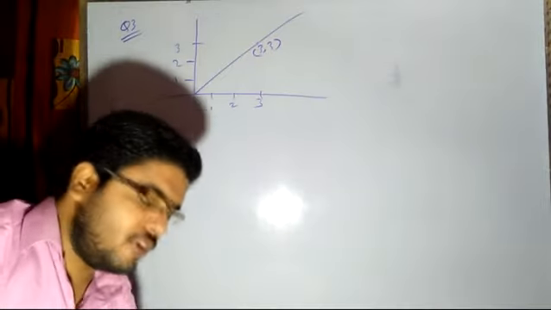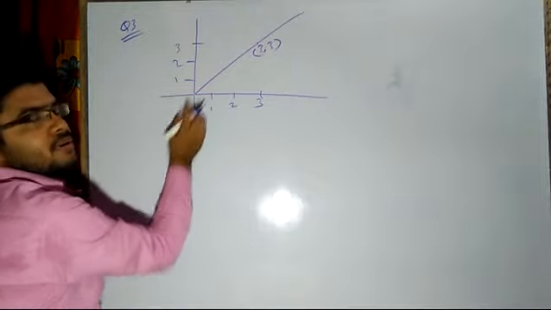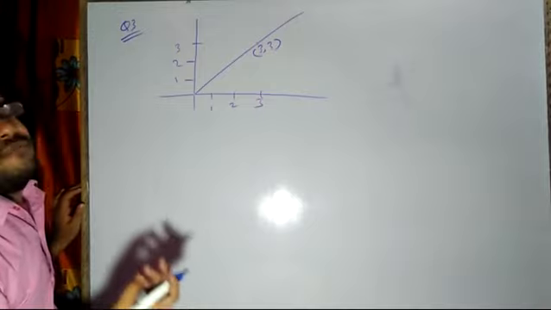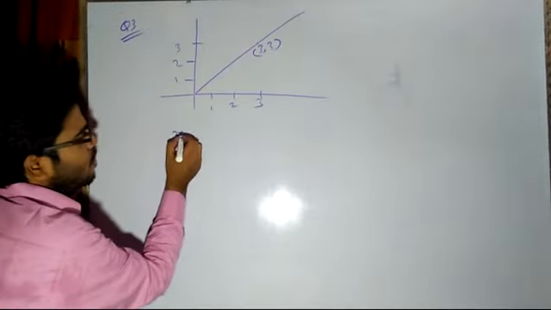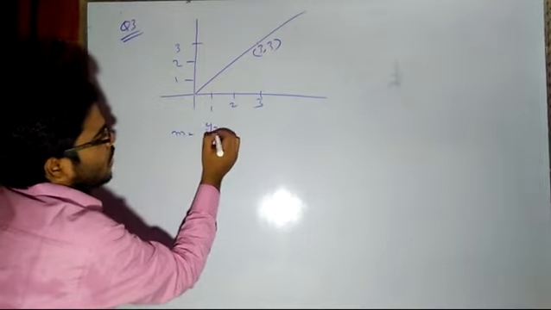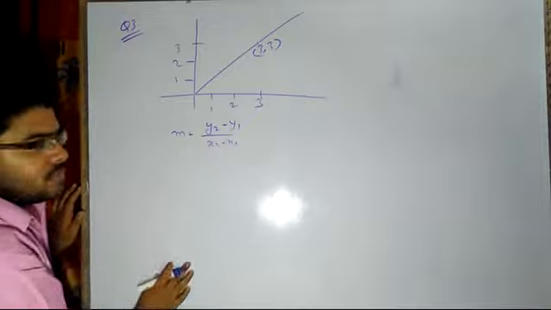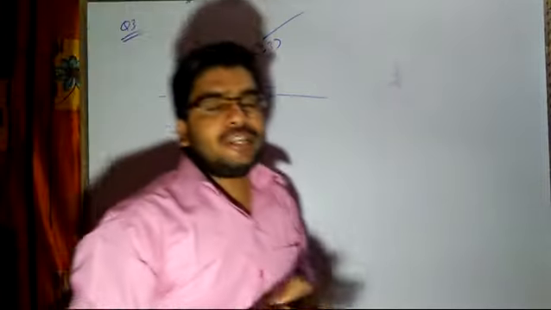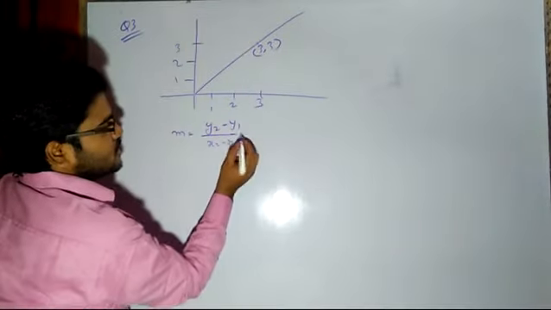Once we are able to find the slope, we can find the inclination. If we find the slope, then we can find the inclination. If we have the inclination, we can find the slope. So here slope is equal to y2 minus y1 upon x2 minus x1. This is the next formula which I told you I will be teaching in the next lecture. But right now it has come, so I will discuss it here.